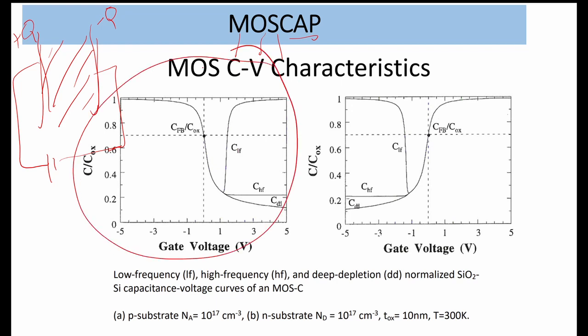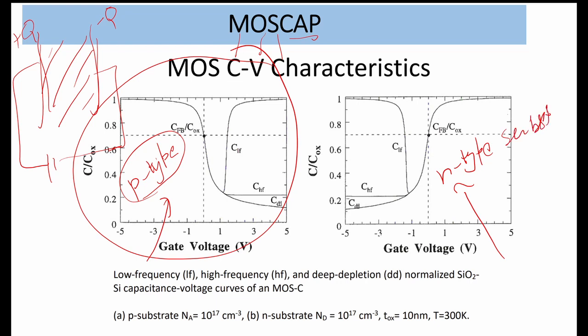These are the characteristics of the MOSCAP, metal oxide semiconductor capacitor. This is for the p-type substrate, and this is for when we take the n-type substrate. There are some regions which are defined, and these are the characteristics in these regions.